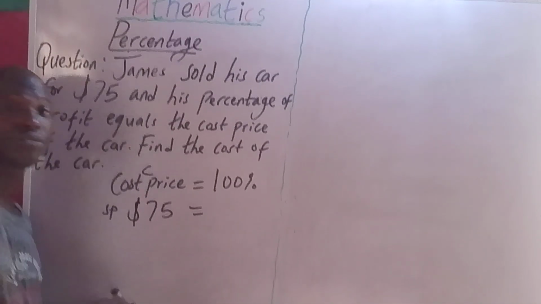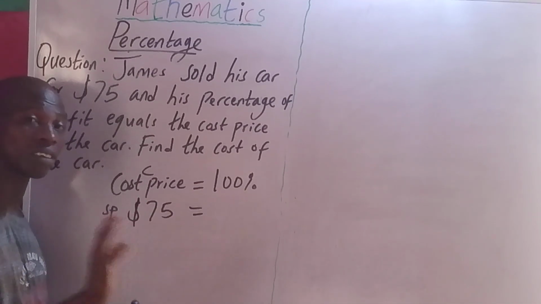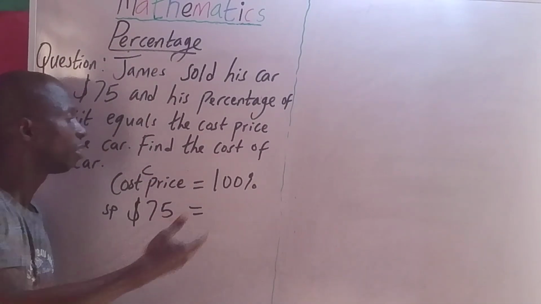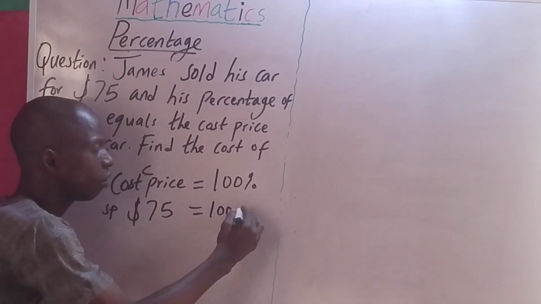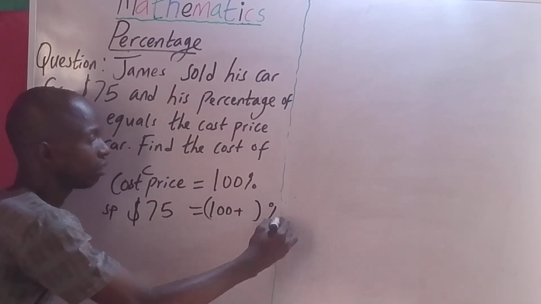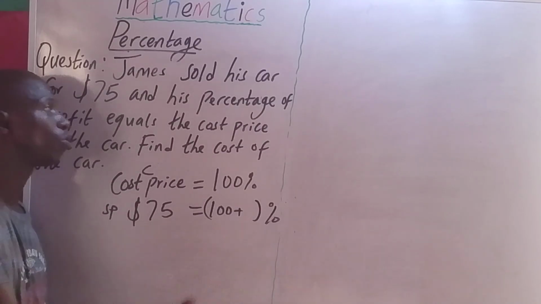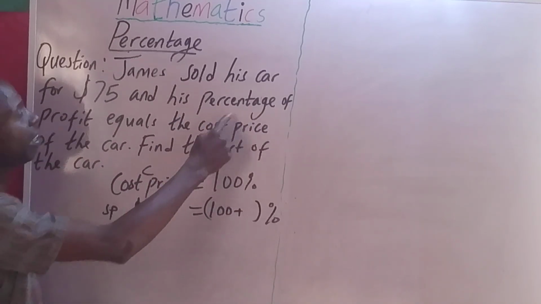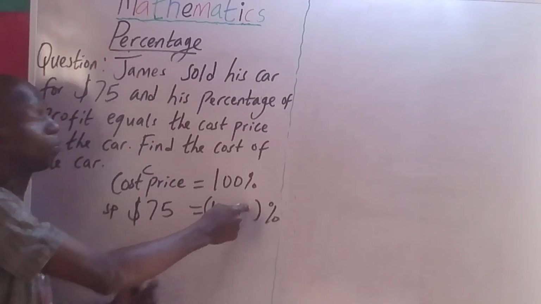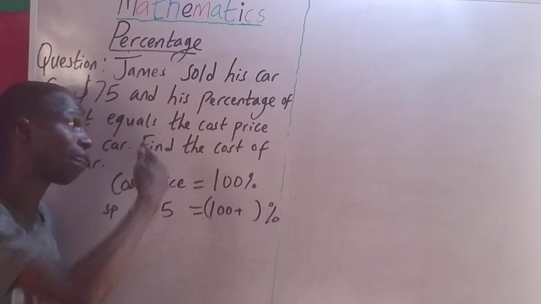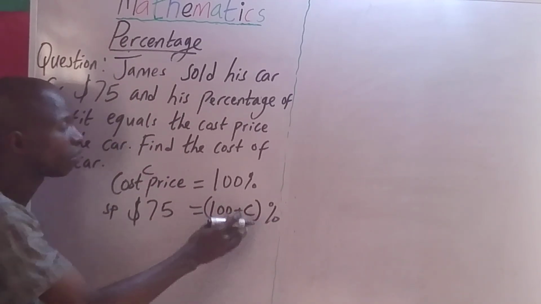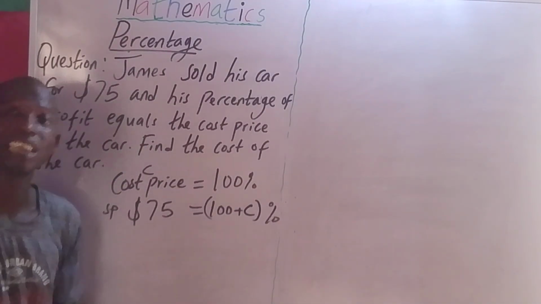Now, if you have sold something for $75, what must have happened is that the percent of the cost price must have gone up. So this should be 100. I'm expecting 100 plus a particular number here, and I'll put my percent. So it has gone up by what percent? I don't know. Let's see. Percentage of profit equals the cost price. It means the expected percentage of profit here is still going to be cost price according to the question. It means I'm still going to put this cost price here, C. So it means 100 plus C is the expected percentage increase.